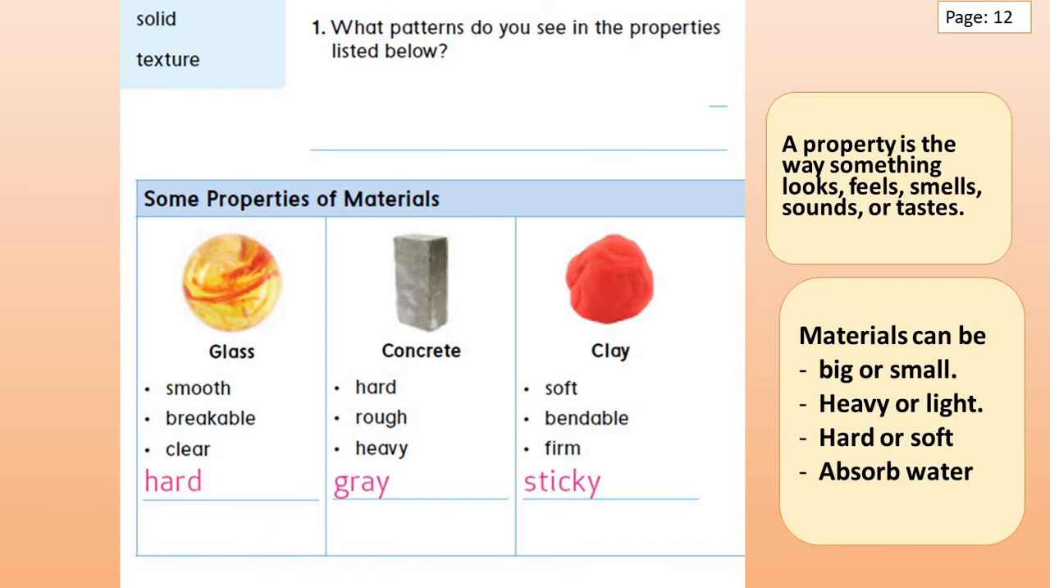Materials can be big or small, heavy or light, like concrete here. Concrete is heavy, but the clay is light. Glass is hard, but clay is soft. Paper can absorb water, but glass cannot. Let's see the next page, grade 2.